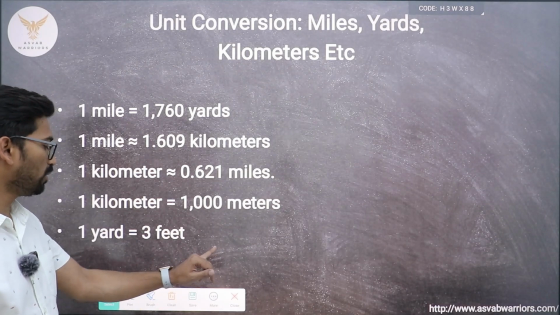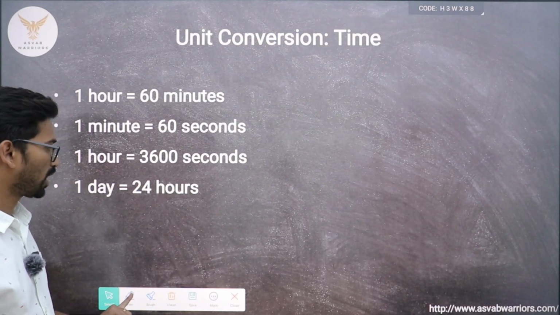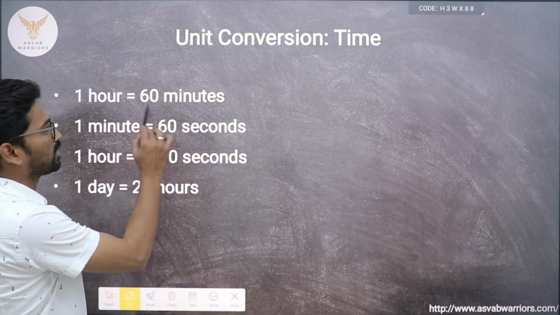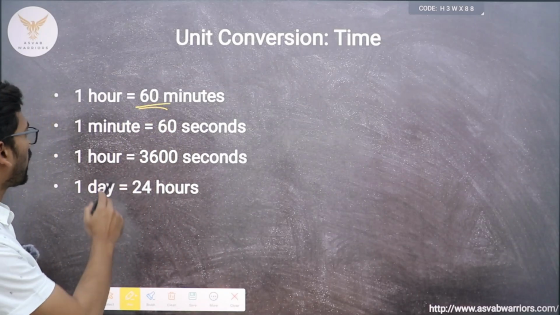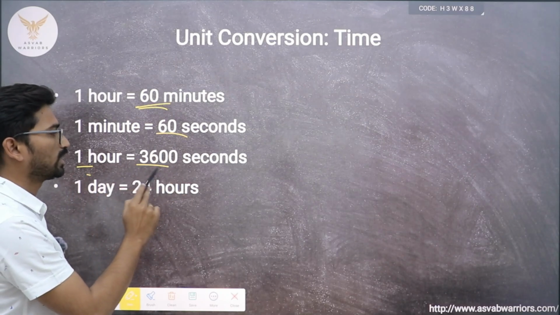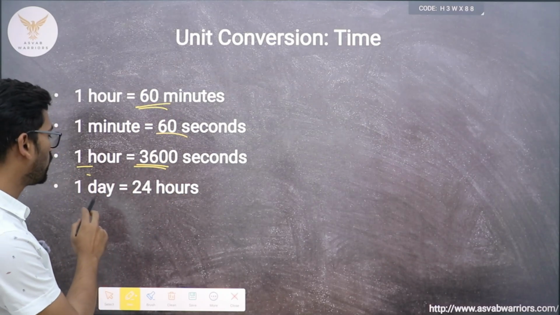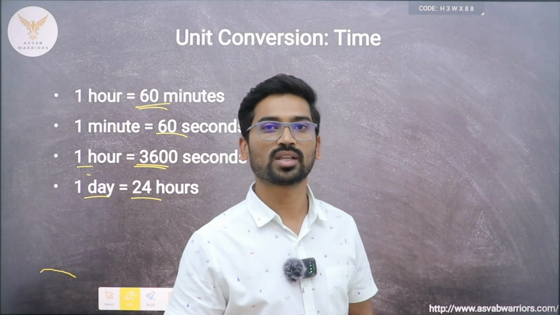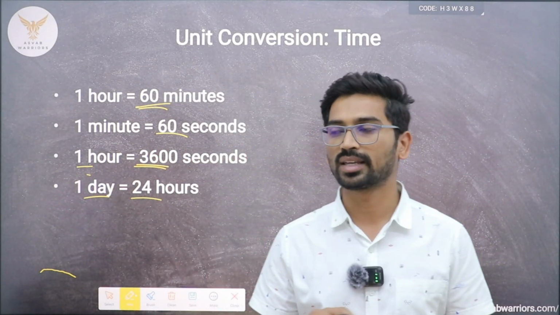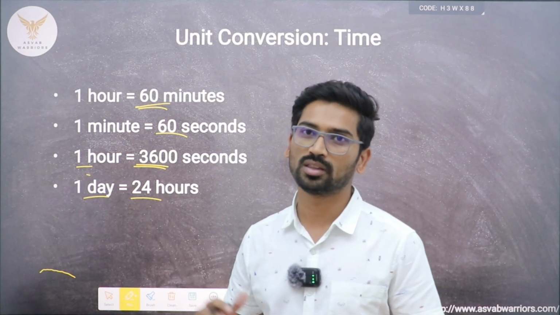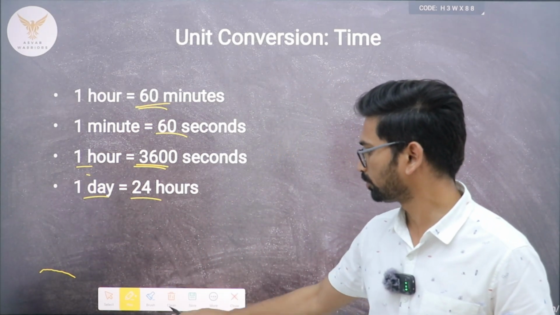Now how to convert time? I hope all of you know this. To convert the time, 1 hour has 60 minutes and 1 minute has 60 seconds, 1 hour has 3600 seconds and 1 day has 24 hours. So you just need to remember that all the units should be in the same range. If the distance is given in the miles, then the time should be in the hours and so on.